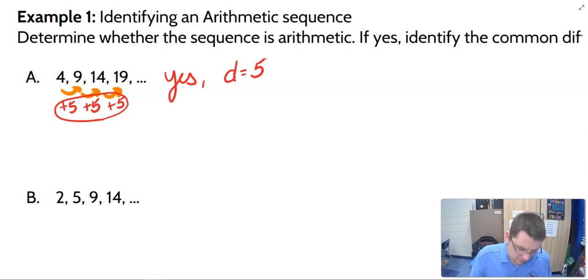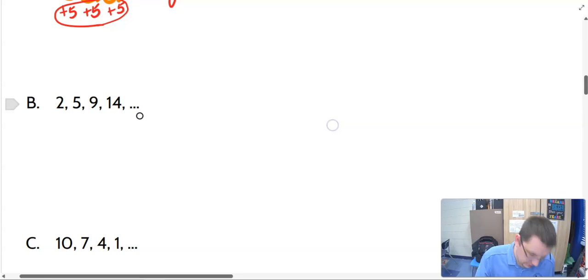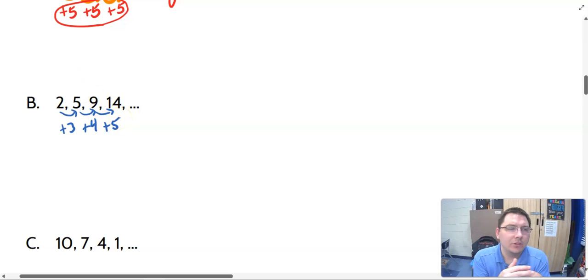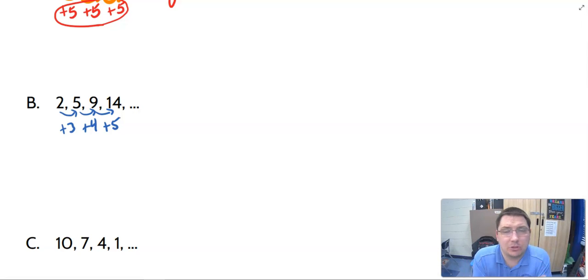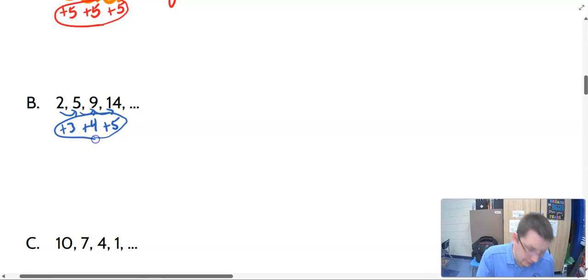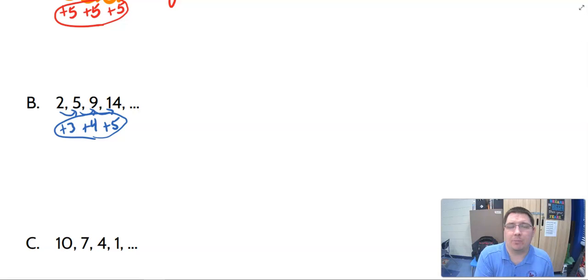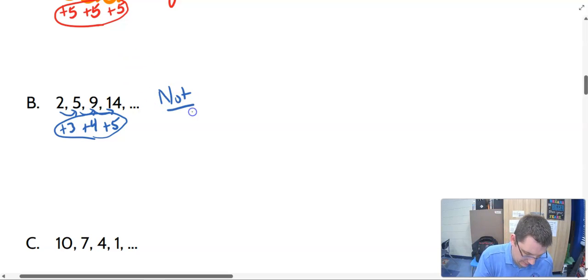So looking at example B, we have 2, 5, 9, 14. So let's look at this pattern. Well, 2 to 5 we add 3. And 5 to 9 we add 4. And 9 to 14 we add 5. So there is a pattern there, right? We go plus 3 and then plus 4 and then plus 5. And so we would assume the next thing is plus 6. But that doesn't make it arithmetic. Remember, to be arithmetic, all 3 of these and the whole pattern for the sequence would have to be the same value every time. And so this is not arithmetic.